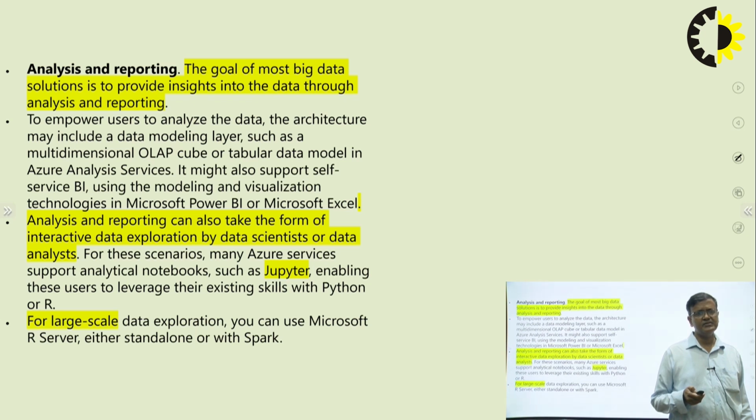Analysis and reporting can also take the form of interactive data exploration by data scientists or data analysts. For these scenarios, many Azure services support analytical notebooks such as Jupyter, enabling these users to leverage their existing skills with Python or R. So again, for large scale data exploration, you can use Microsoft R Server, either standalone or with Spark.